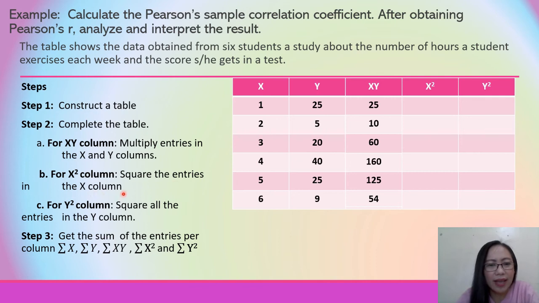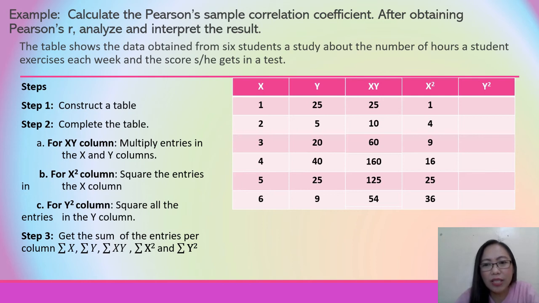Let us look at the X squared column here. Square the entries in the X column. When you say square, we multiply each entry by itself. So we have 1 squared or 1 times 1, 1. 2 squared or 2 times 2, 4. 3 squared or 3 times 3, we have 9. 4 squared or 4 times 4, 16. 5 squared or 5 times 5, 25. And 6 squared or 6 times 6, 36. So there you go, the X squared column.